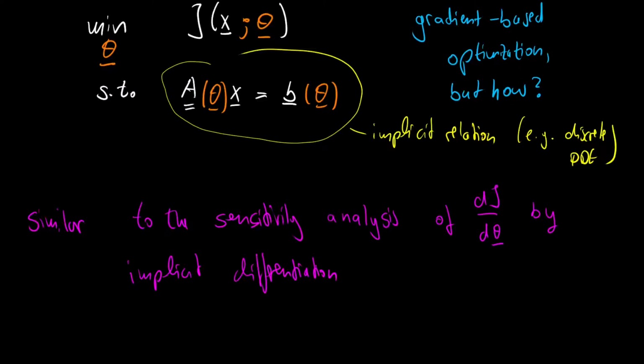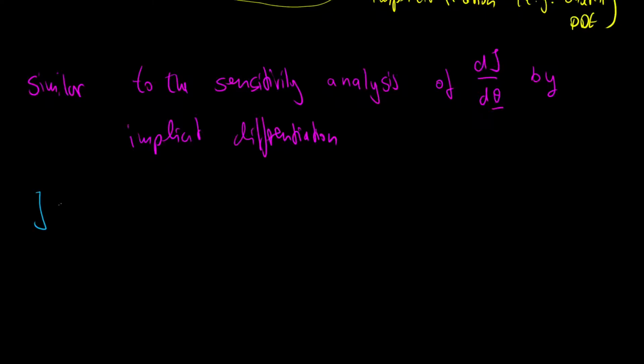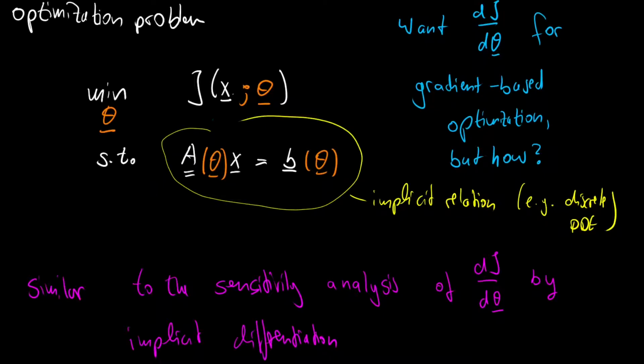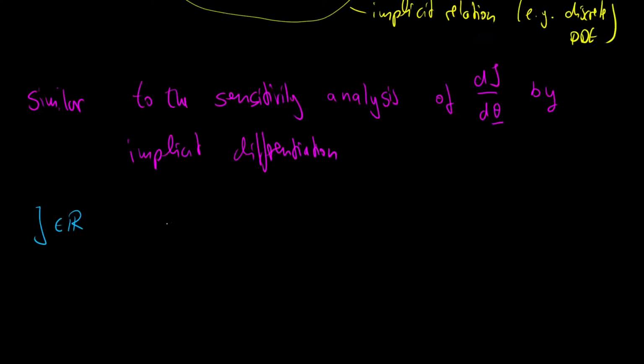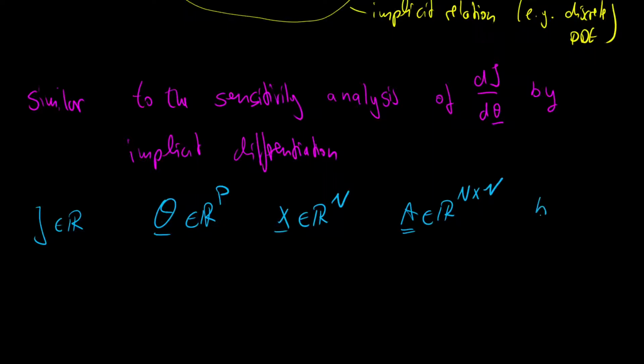And the quantities that appear here have the following dimensionality. We have j, which is a scalar-valued loss function. It has the explicit dependency on x and explicit dependency on theta. And since x is the solution to this linear system, it also has an implicit dependency on theta. The theta vector is the collection of the parameters. Let's say it's p-dimensional and real. Then we have the x, which is the solution to the linear system. Let's say it is n-dimensional, and let also our system matrix be a square matrix n by n. And the right-hand side is then also an n-dimensional vector.